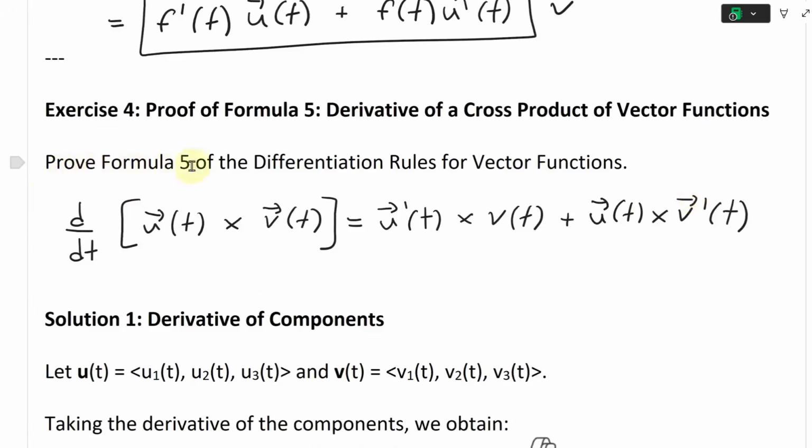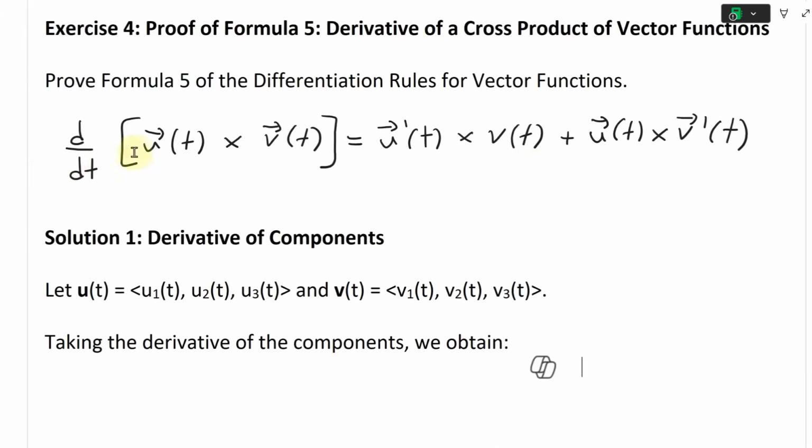So we're asked here, prove formula 5 of the differentiation rules for vector functions. Basically we have d over dt, the derivative of the cross product of u of t cross v of t, vector functions, equals, again, it's always the same counterpart of the product rule. So now we're going to have u prime of t cross with v of t plus u of t cross with v prime of t.